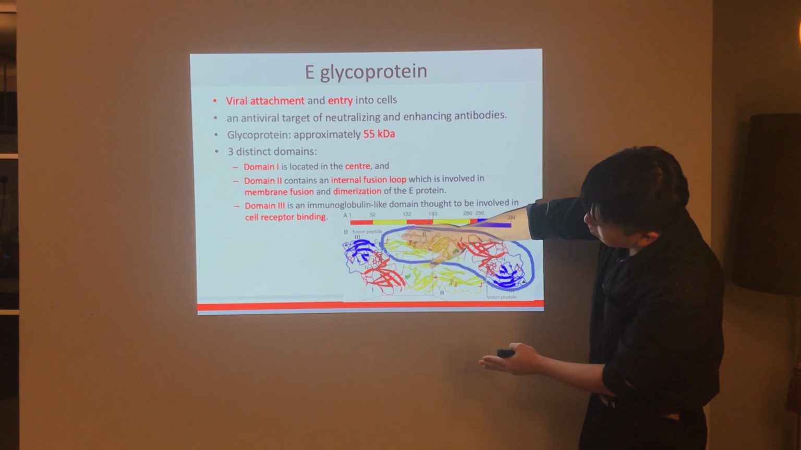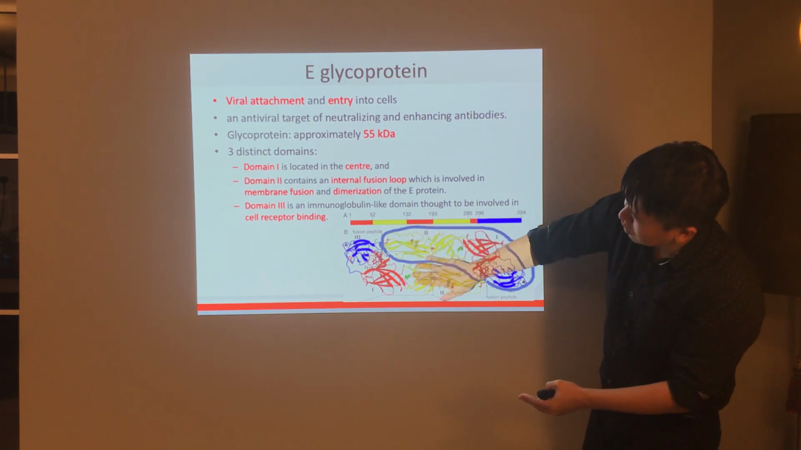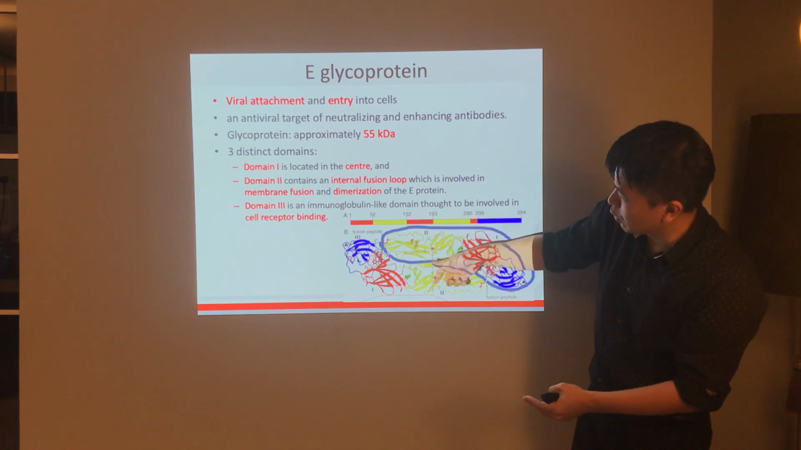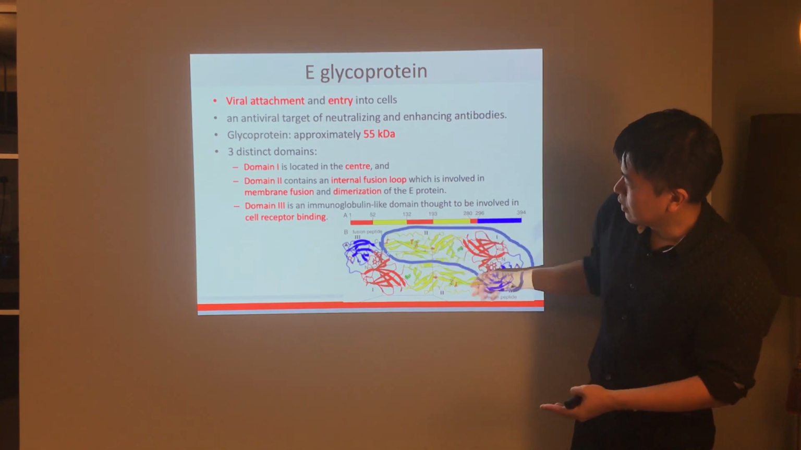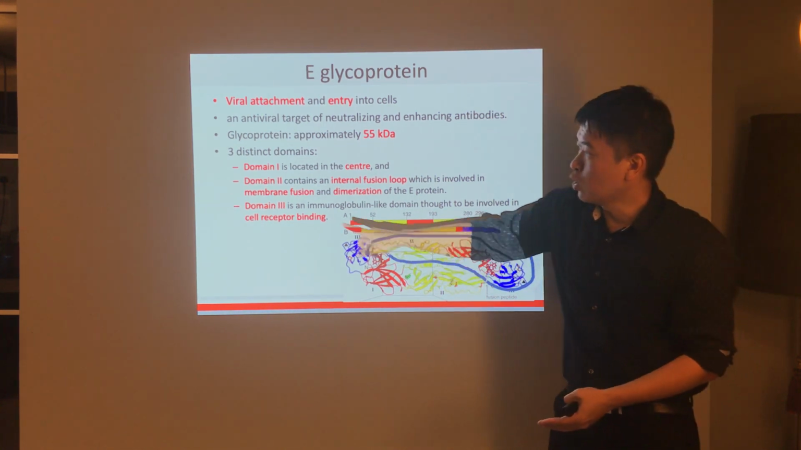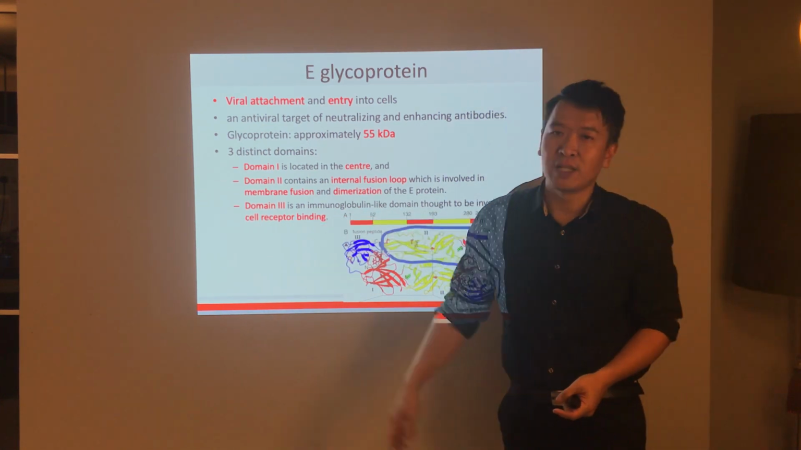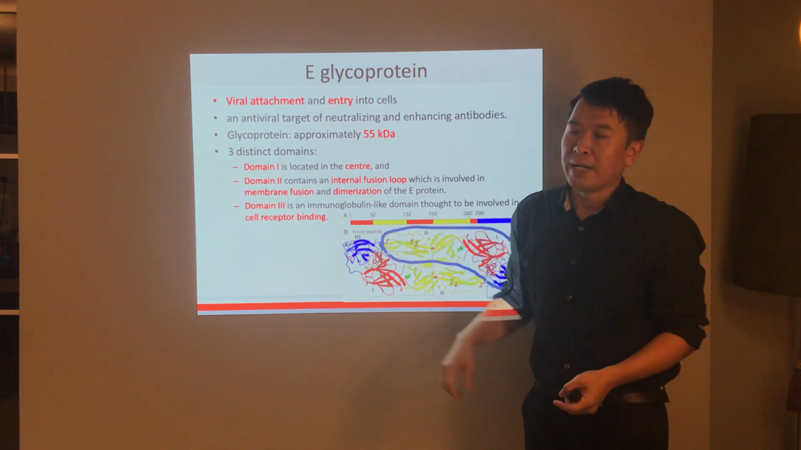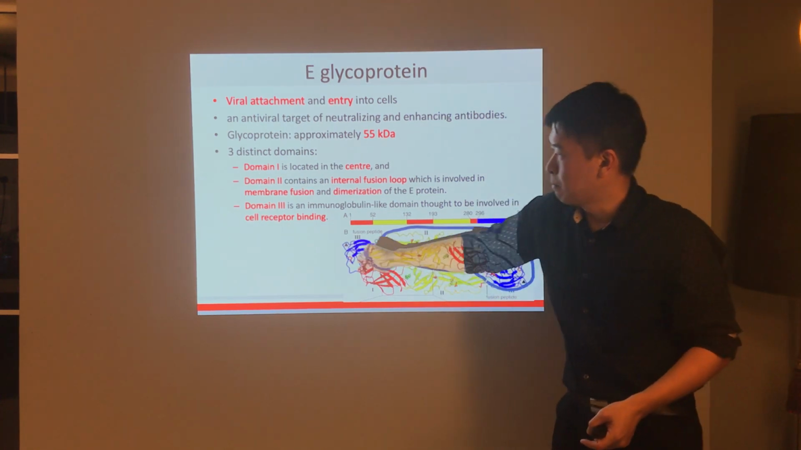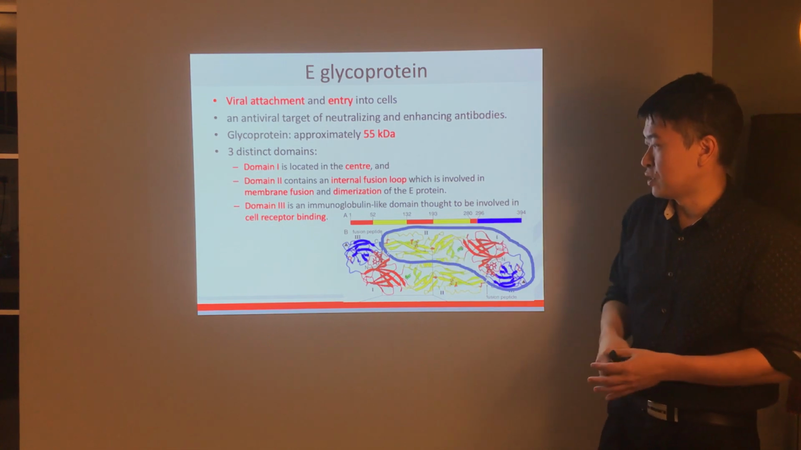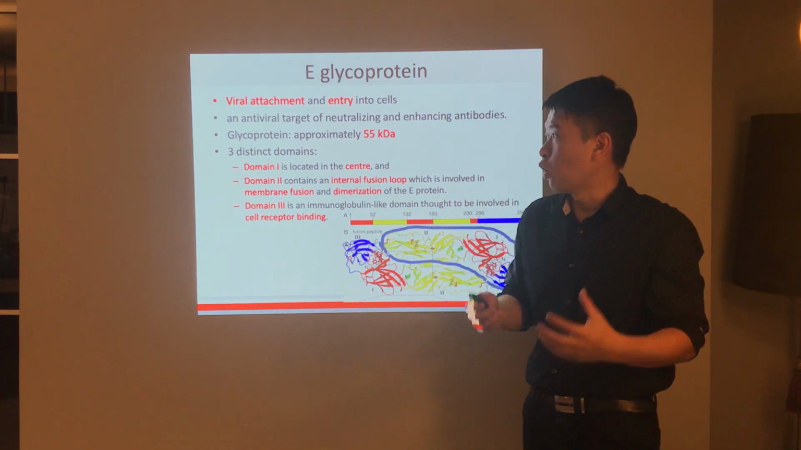So you can see major portions of domain 2 are linked to each other or bind to each other in the dimer. So domain 3 is the immunoglobulin domain, which should be involved in the cell receptor binding. So domain 3 is binding, domain 2 is fusion and dimerization. Domain 1 is just to hold them together.